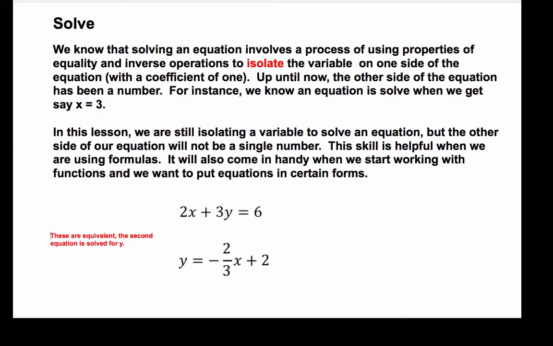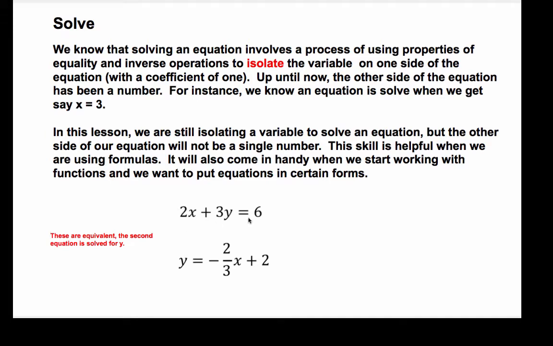I have two equations down here. 2x plus 3y equals 6 right here. That's a two-variable equation, so by the definition, this is what we call a literal equation. But what I can do with this equation is I can rewrite it so that y is by itself, y is solved. So down here I have y equals negative 2/3 x plus 2. These two equations look very different, but they're actually equivalent, or the same. They're just rewritten in a different form.